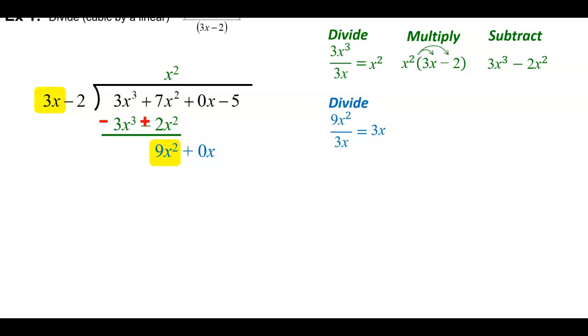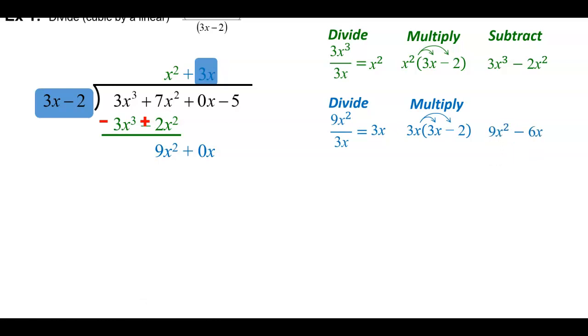Now, once we have that, we're going to write it up top right here over that missing 0x term we had to write. Okay, now next step is when we multiply this 3x times our divisor, 3x minus 2. So what's 3x times 3x? 9x squared. And then what's 3x times negative 2? Negative 6x. Okay. So we get 9x squared minus 6x.